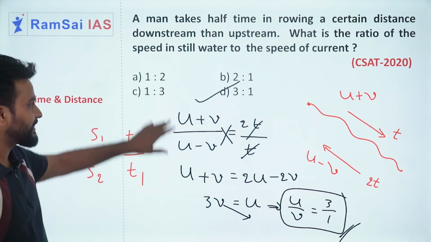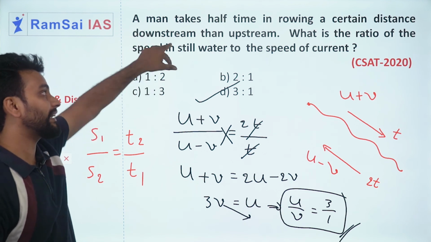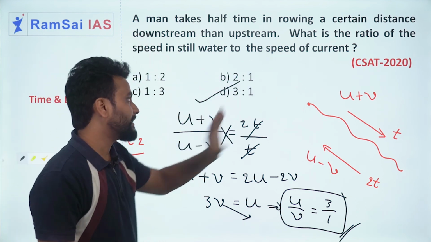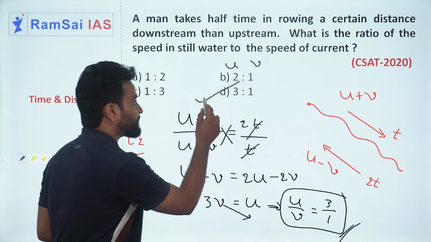Now don't get confused, it cannot be 1:3 because always the speed of boat in still water will be greater than the speed of current. So always u should be greater than v. So the answer must be 3:1 only.